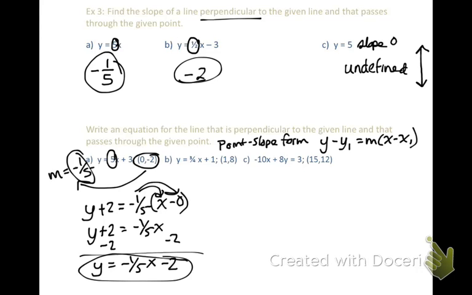Alright, let's look at the next one. 3/4 is the slope, and I want to find the perpendicular of it. So m would equal negative, and the reciprocal of 3/4 would be 4/3. And here's your point. So we're going to do point slope form again. So it's going to be y minus 8 equals negative 4/3 times x minus 1.